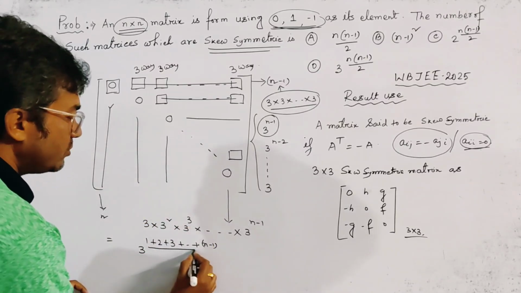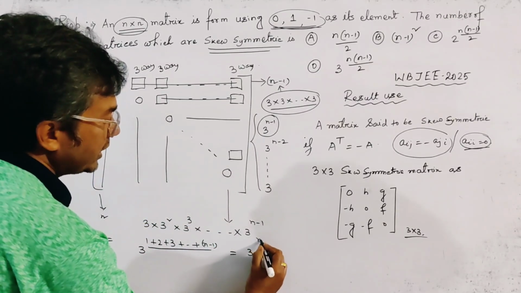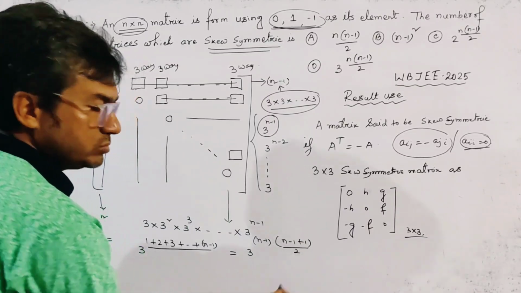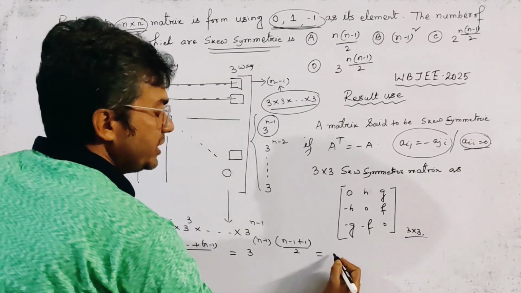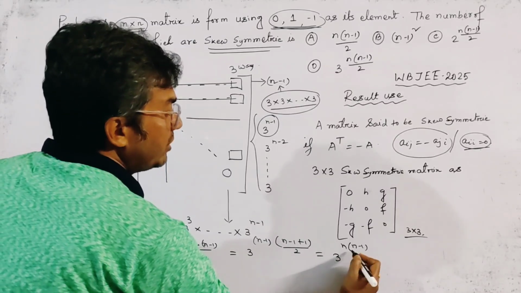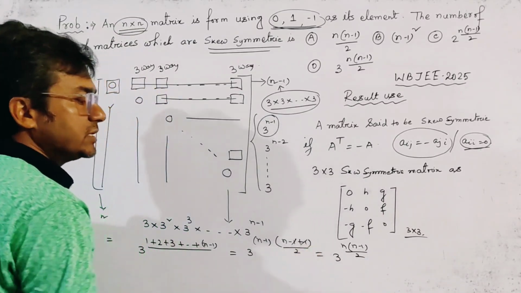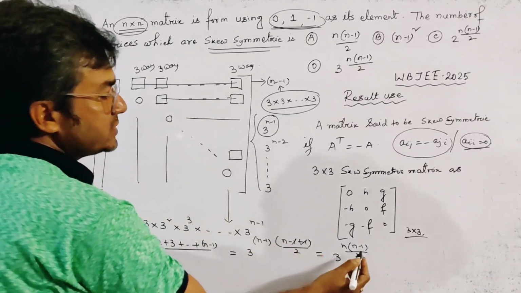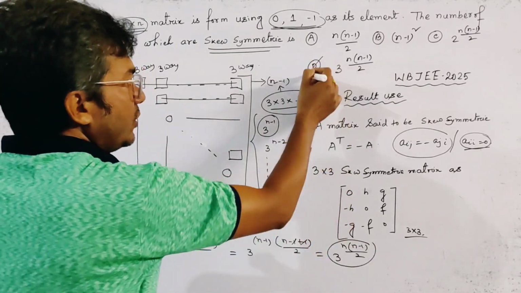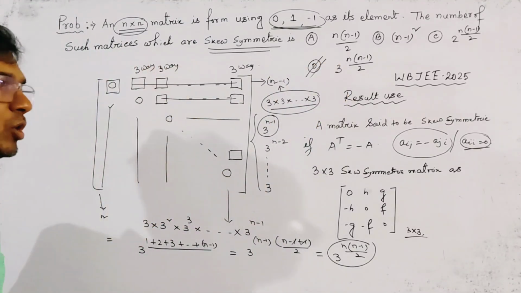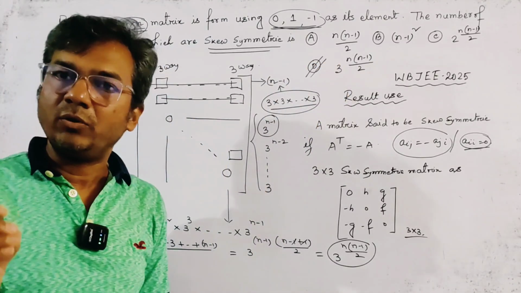And clearly the sum of this is given by (n-1)(n-1+1)/2, which obviously gives the result 3 to the power n(n-1)/2, because the n by 2 cancels out with the n-1 term. So option D is correct. Very interesting but easy problem of matrices. Thank you for watching.